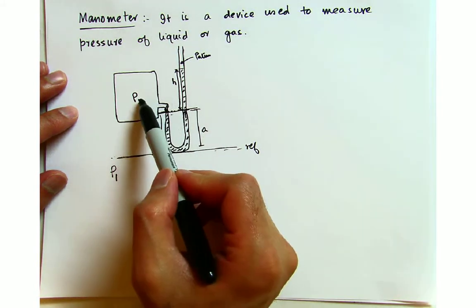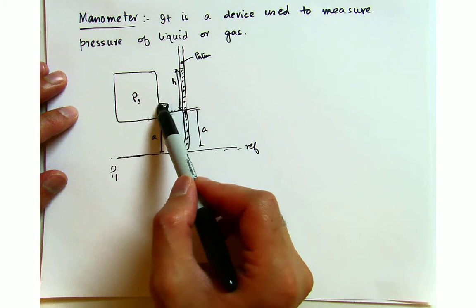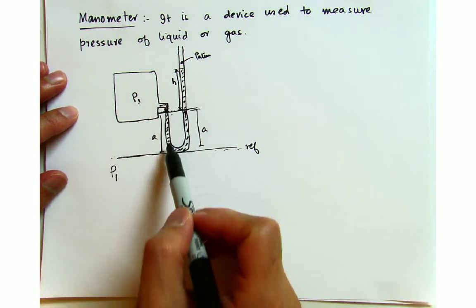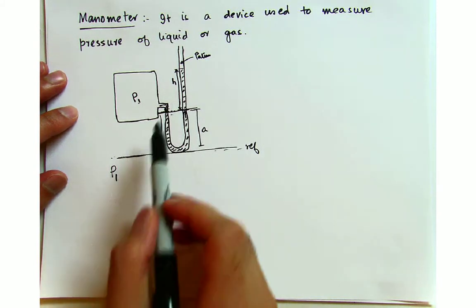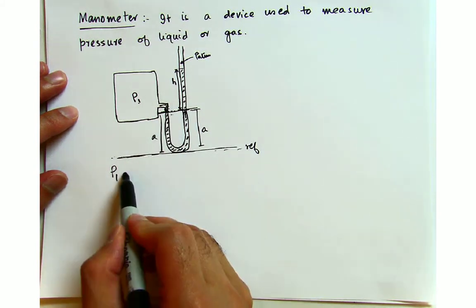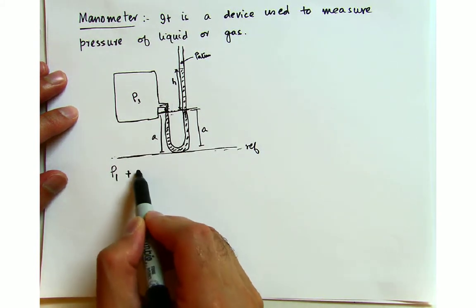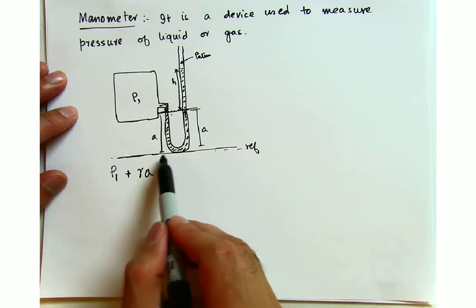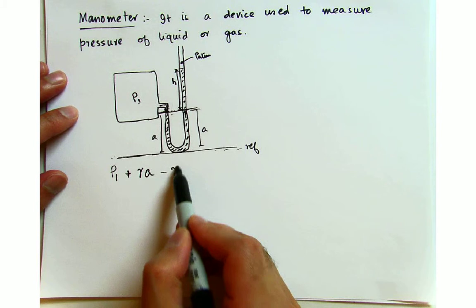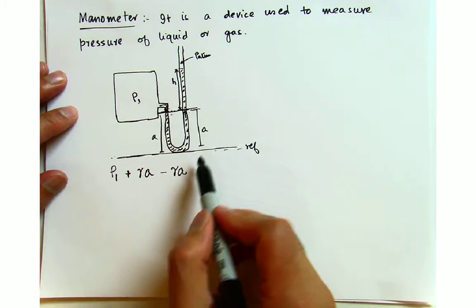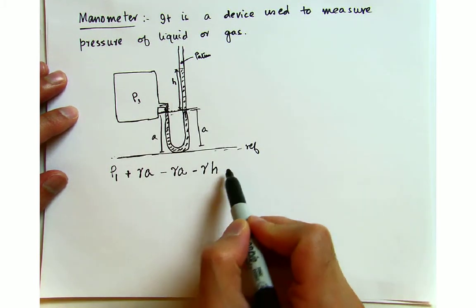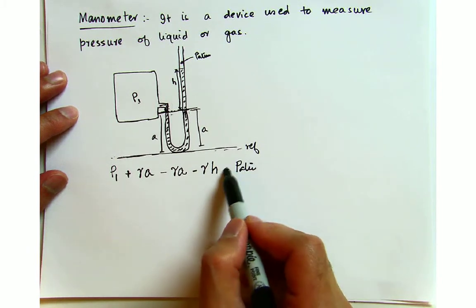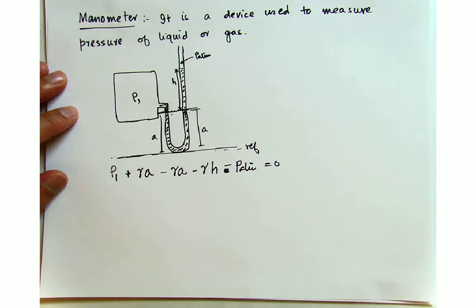Now P1, which is in a gas, I don't have to worry about, and in fact there is no height over there, but if there were some height, I would have to add the specific weight of the fluid. As we go down in the fluid, I say plus gamma times A. Then we go up, minus gamma times A, minus gamma times H, and that equals the atmospheric pressure.